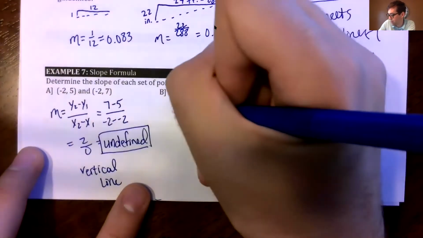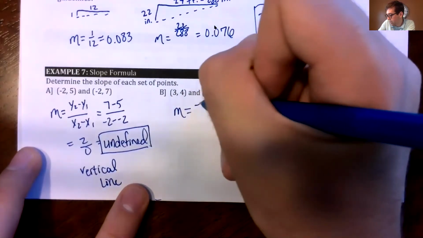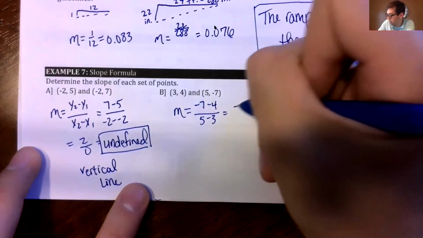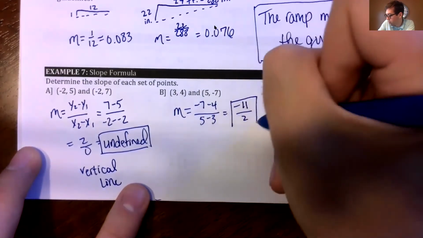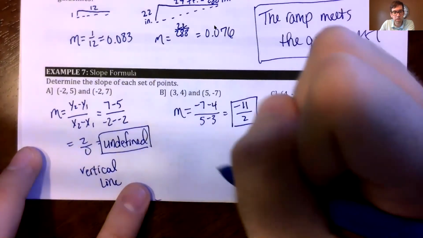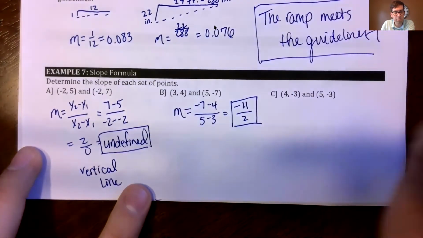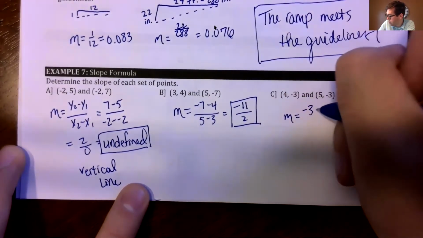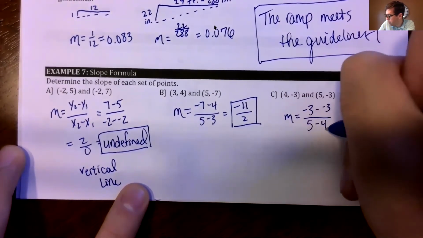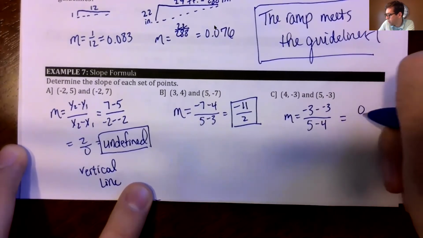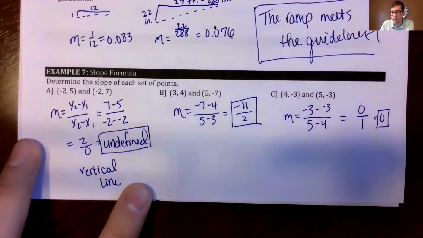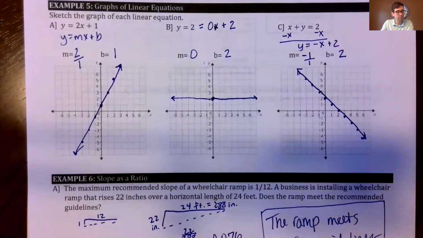Let's take a look at letter B. It's going to be -7 minus 4 over 5 minus 3. So we get -11 over 2. That one worked out. The negative slope, so it's going to be decreasing or going down from left to right. And for the last one, we have -3 minus -3 over 5 minus 4. So that gives us 0 over 1, which is a slope of 0. And a slope of 0, as we already saw right here, gives us a horizontal line.